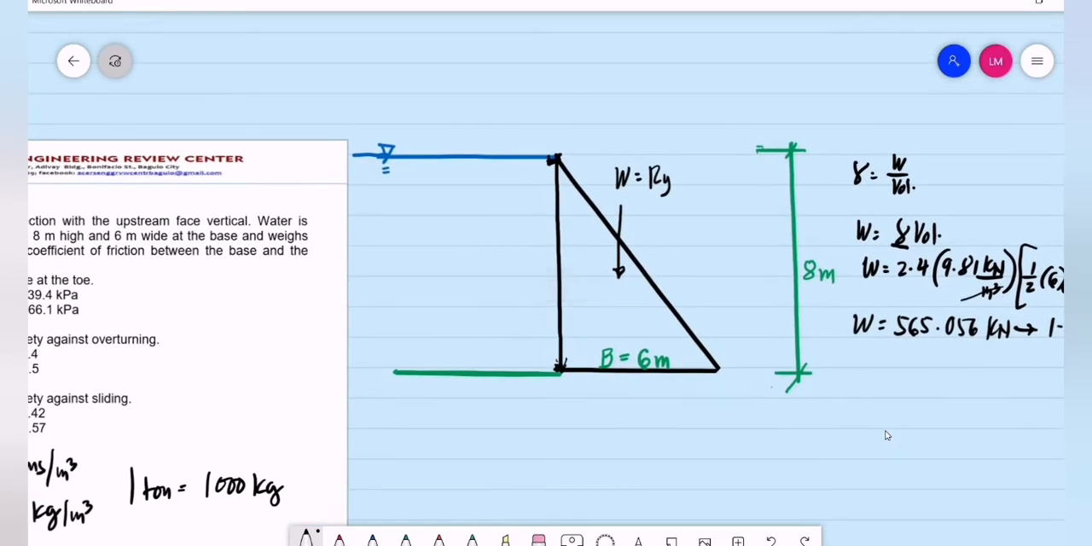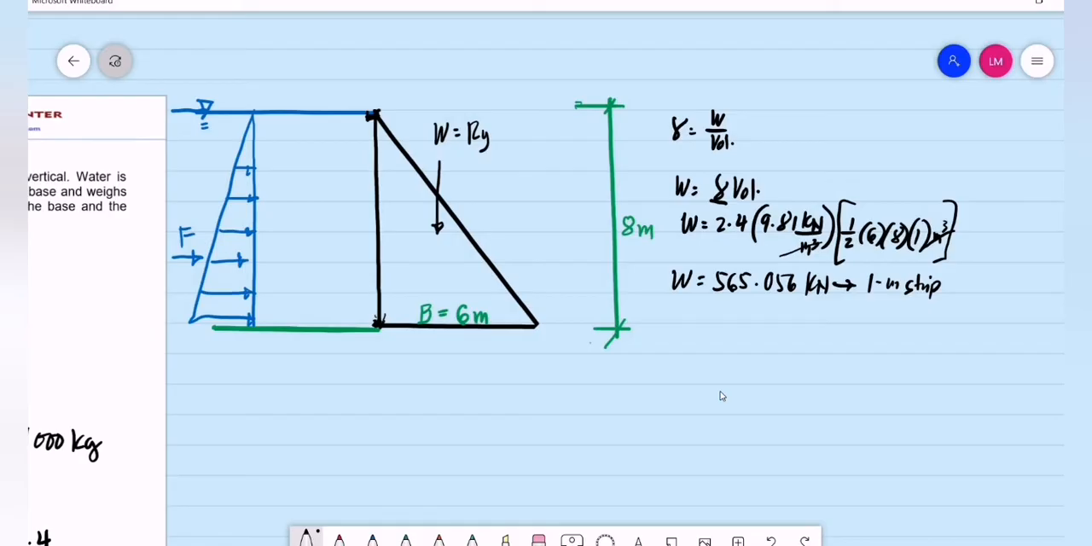Other than the weight of the dam, we are also to consider the hydrostatic force. That is the force exerted by the retained water. So how do we compute for the hydrostatic force, as we did last time? Basically, hydrostatic force is equal to gamma water times bar H multiplied by the area. So kindly imagine we have a vertical wall that is 1 meter wide and 8 meters high. So its center of gravity is obviously at a depth of 4 meters.